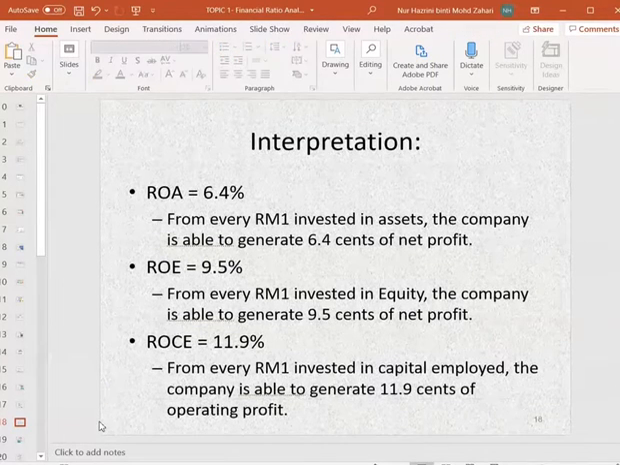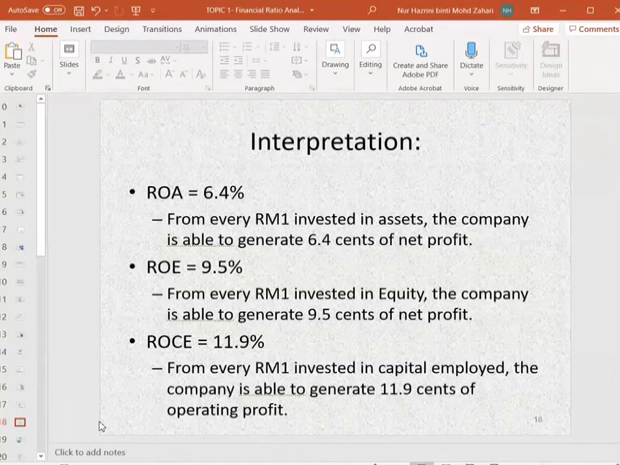So this is basically what you need to do in your presentation. You will need to explain the ratio that you use. For example, if you want to use ROA, you need to explain what ROA is, and then apply ROA to the companies. Apply means calculate the ratio, in this case 6.4 or 9.5. And lastly, interpret what 6.4 means, what 9.5 means. Put the interpretation in your slide, and also explain it during your presentation.